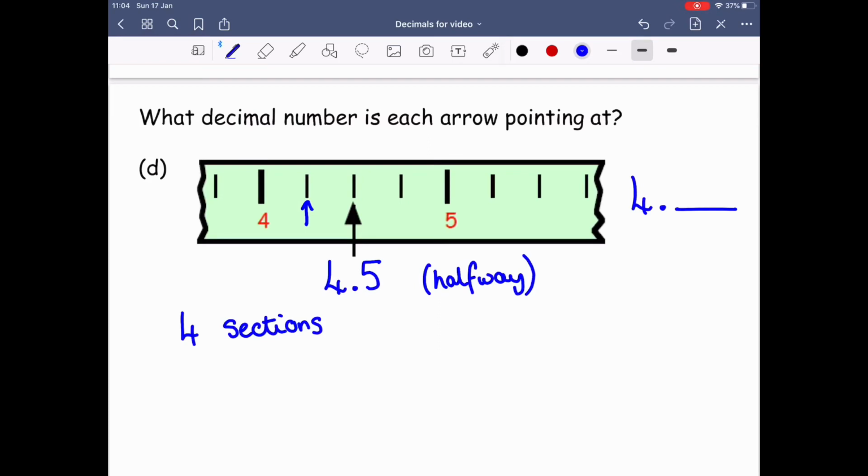What we're actually increasing by each time is 0.25. It's essentially a quarter of the way along between 4 and 5, and you know that a quarter is the same as the decimal number 0.25. So this one here would be 4.25. And the last one would be 4.75. Okay, so a little bit trickier.